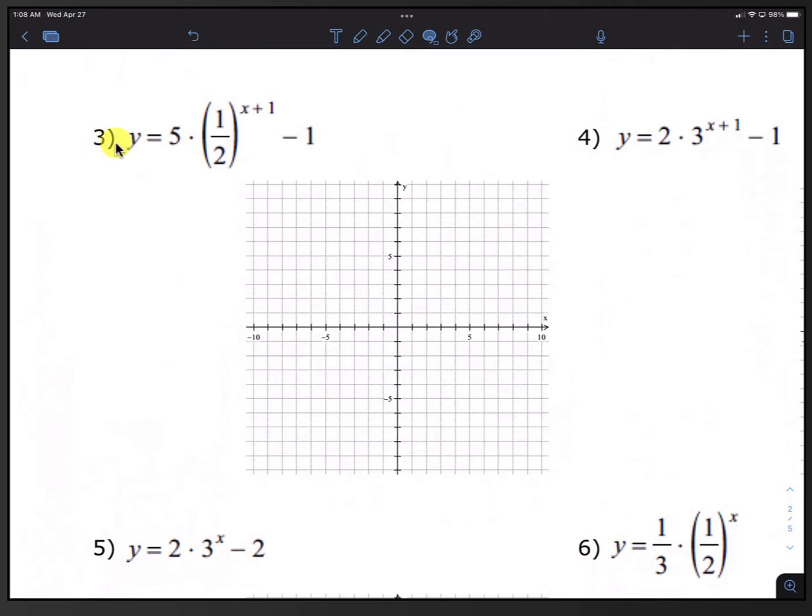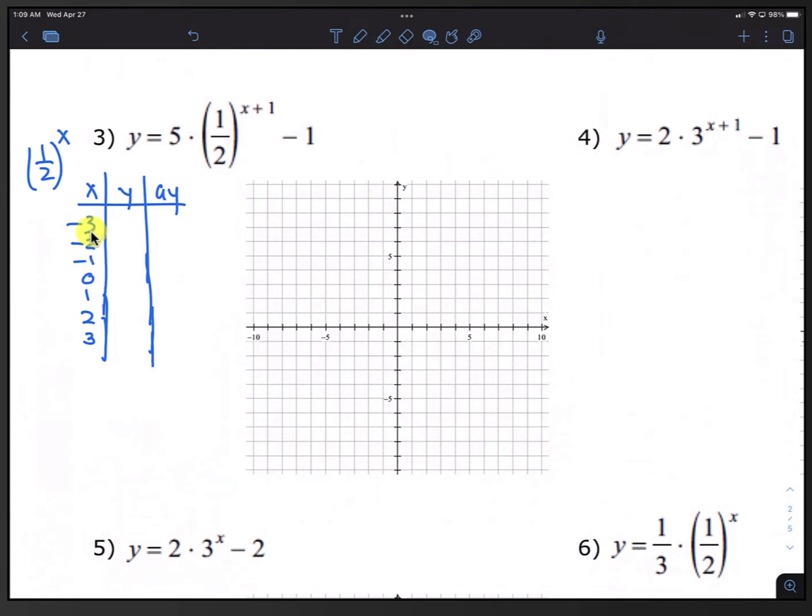All right, next we're graphing number 3. That's 5 times 1/2 raised to the x plus 1 minus 1. All right, first we're going to graph the parent curve. The parent curve is just going to be 1/2 to the x. Let's make our table. Table is going to have the 3 columns with x, y, and ay. We'll choose our x's first. So that's going to go from -3 to 3.